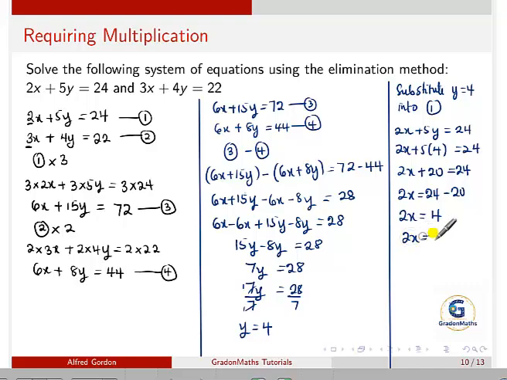So we have 2x is equal to 4, divide both sides by 2. Okay, so 2 divides itself 1 and 2 divides 4 2 times. We have x to be 2. So therefore we can see that x is equal to 2 for our system, and then y is equal to 4. Okay, now let's do one more example.